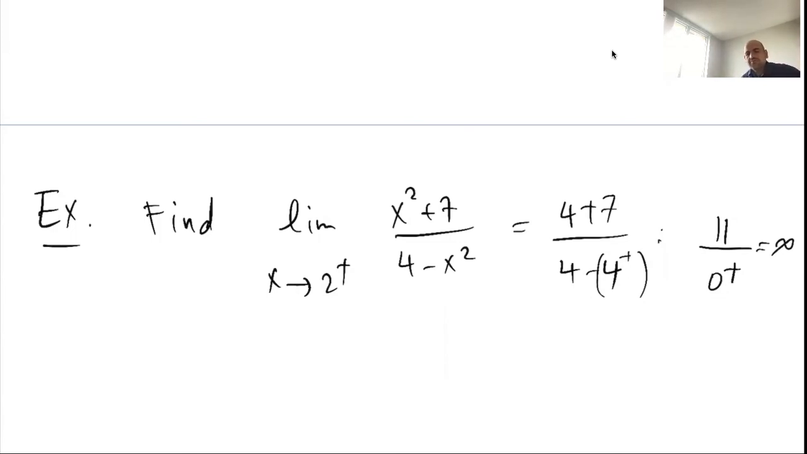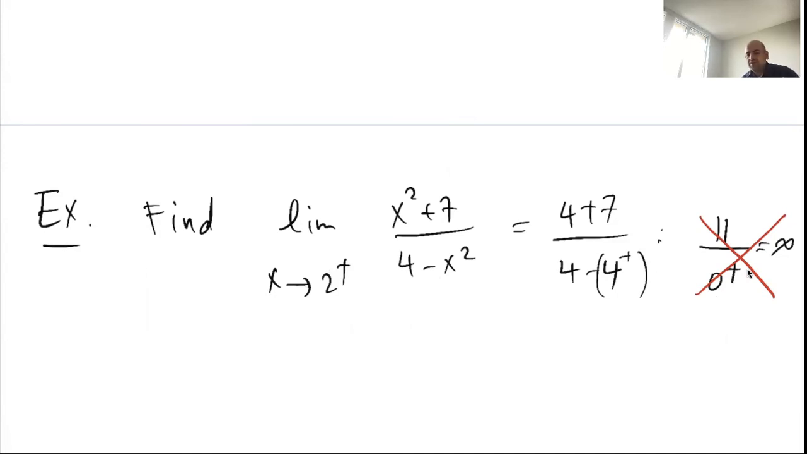4 minus 4 plus, and the numerator is 11, so the denominator is 0 plus, and 11 over 0 plus is infinity. This answer is not correct. Many students think, and it's a very common mistake and misunderstanding, that because this is 2 plus, then this one should also be 0 plus. We don't have such a rule.